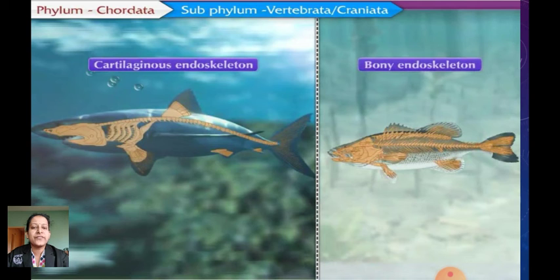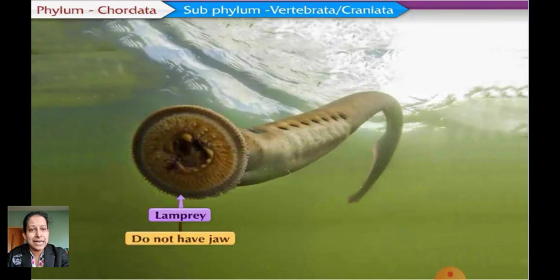The endoskeleton may be either cartilaginous. This is called cartilage, which is hard and soft, but not breakable. It will not easily break. This type of skeleton is called cartilaginous endoskeleton. Like the shark has cartilage. Or it may be bony, as in the case of other fishes. So bony endoskeleton or cartilaginous endoskeleton.